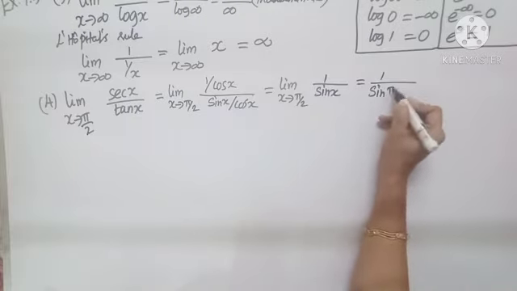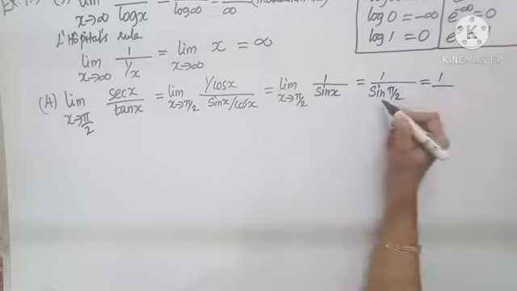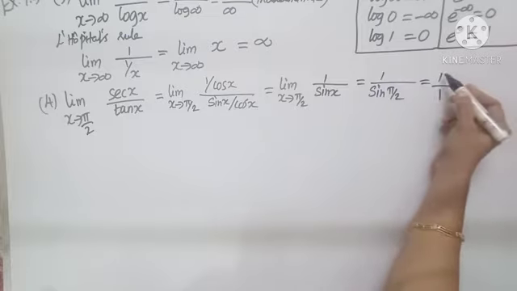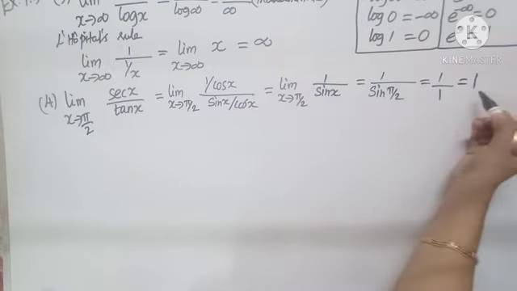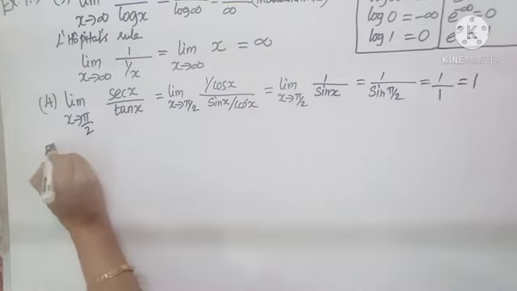Wherever x is coming, put pi by 2. 1 by sin pi by 2. Sin pi by 2 value is 1. 1 by 1 is 1. And 1 is a proper answer. So that is the limit value for the problem.